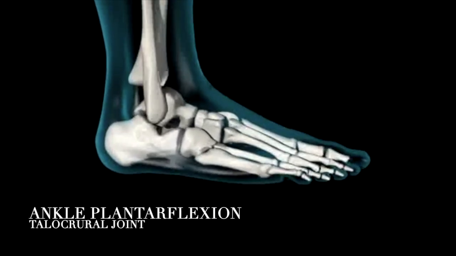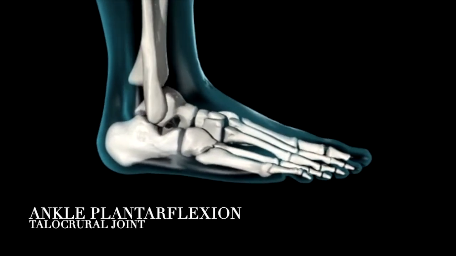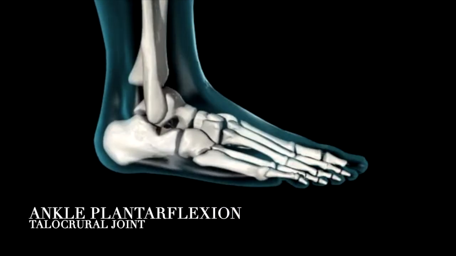During ankle plantar flexion, the narrower posterior portion of the talus moves into the mortise, making the talocrural joint less stable. The joint angle increases during plantar flexion.